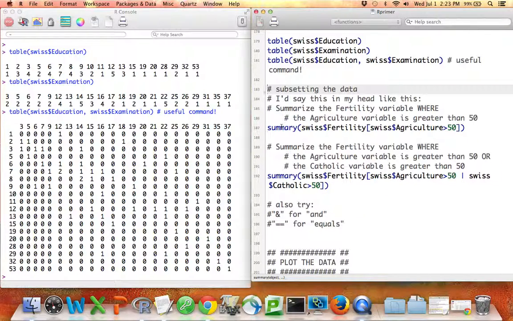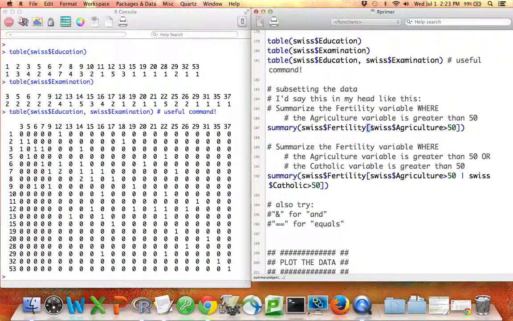We can also summarize subsets of variables. For example, suppose I'm interested in summarizing the fertility variable, but only for provinces where the agriculture variable is greater than 50. The key word there is "where." Whenever I say the word "where" in my head because I want a subset, in R, I want to find a way to state that using a hard bracket.